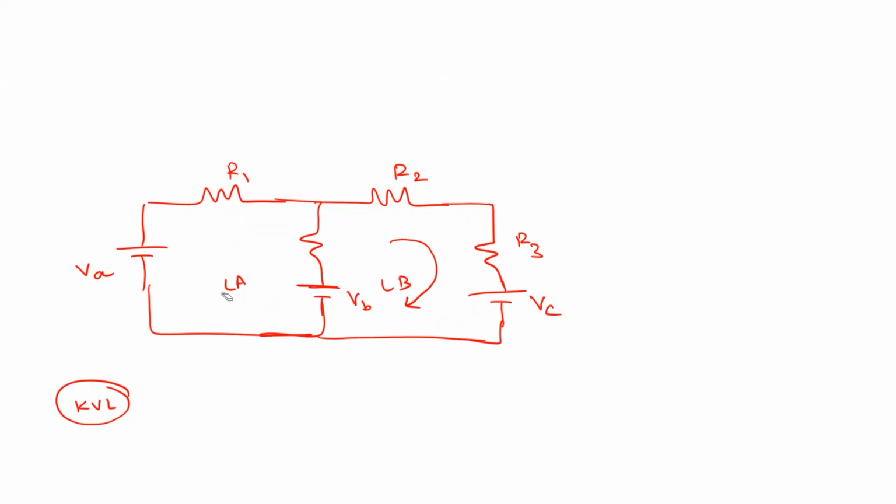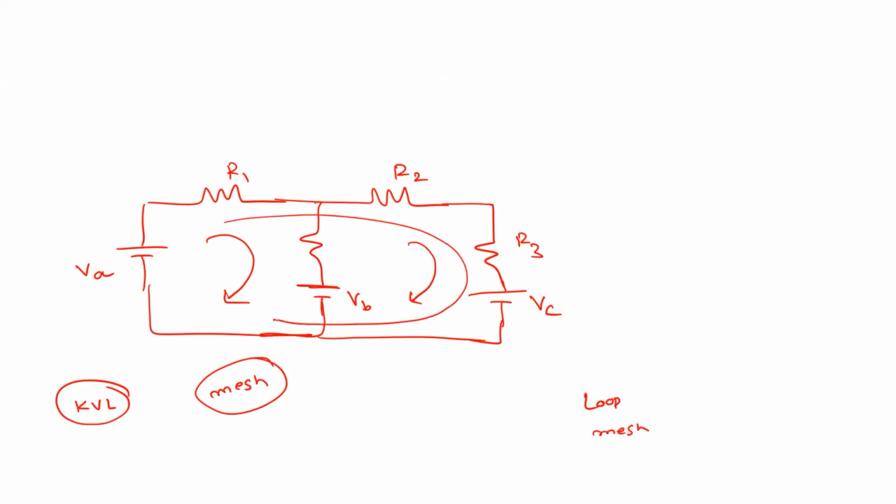But loop C is overlapping, right? But we have non-overlapped loops, for example this one and this one. These are non-overlapped, so these are known as mesh. That means non-overlapped loops are known as mesh. Clear? So we have loops and we have mesh. This one is not known as mesh; it is known as loop.